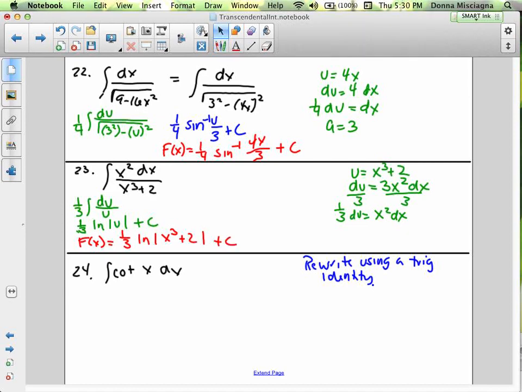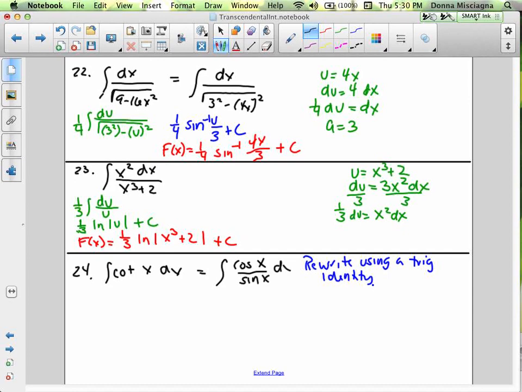Right? And then next one here, try to rewrite when you have one trig function and nothing to go with it. Right? So sine, cosine, that's easy. But a cotangent, what do we do with a cotangent? Let's rewrite it using a trig identity. All right, so we're going to rewrite this as cosine x over sine x dx. And now we would be able to integrate this. Because now that we've rewritten it, we've got the parts we need for u substitution.